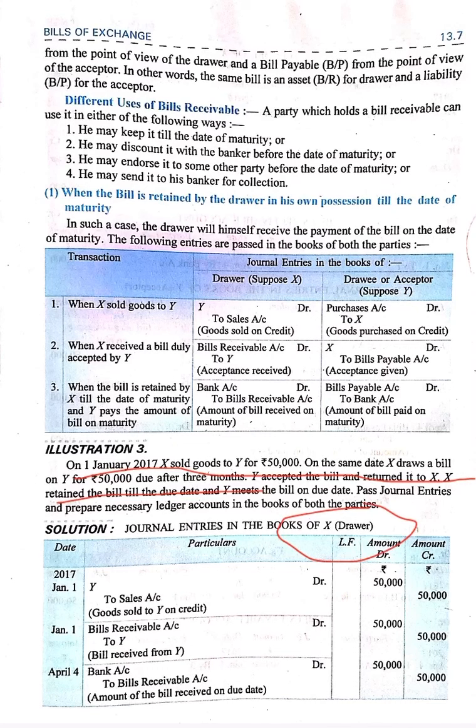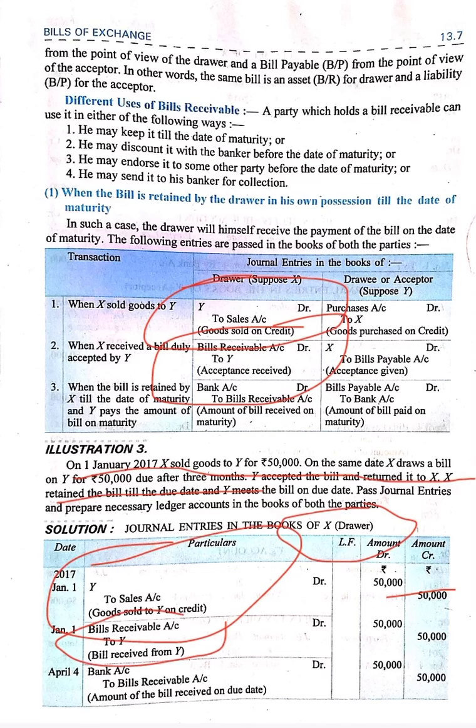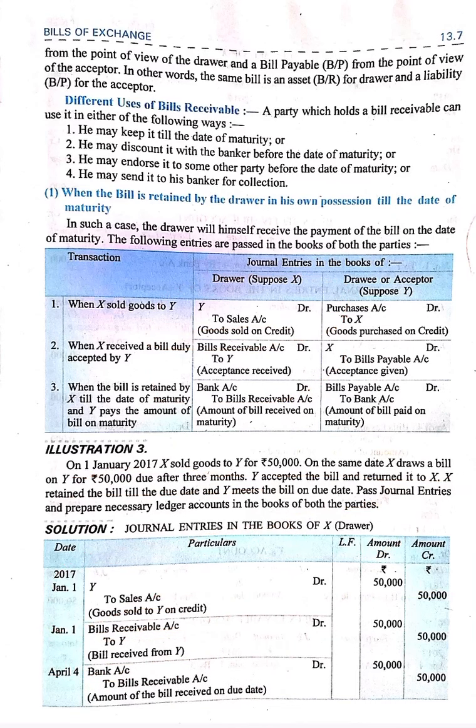X is selling the goods. Then the entry will be Y debit to sales, 50,000. Then for the bill of exchange, bills receivable account debit to Y. Then payment: bank account debit to bills receivable.